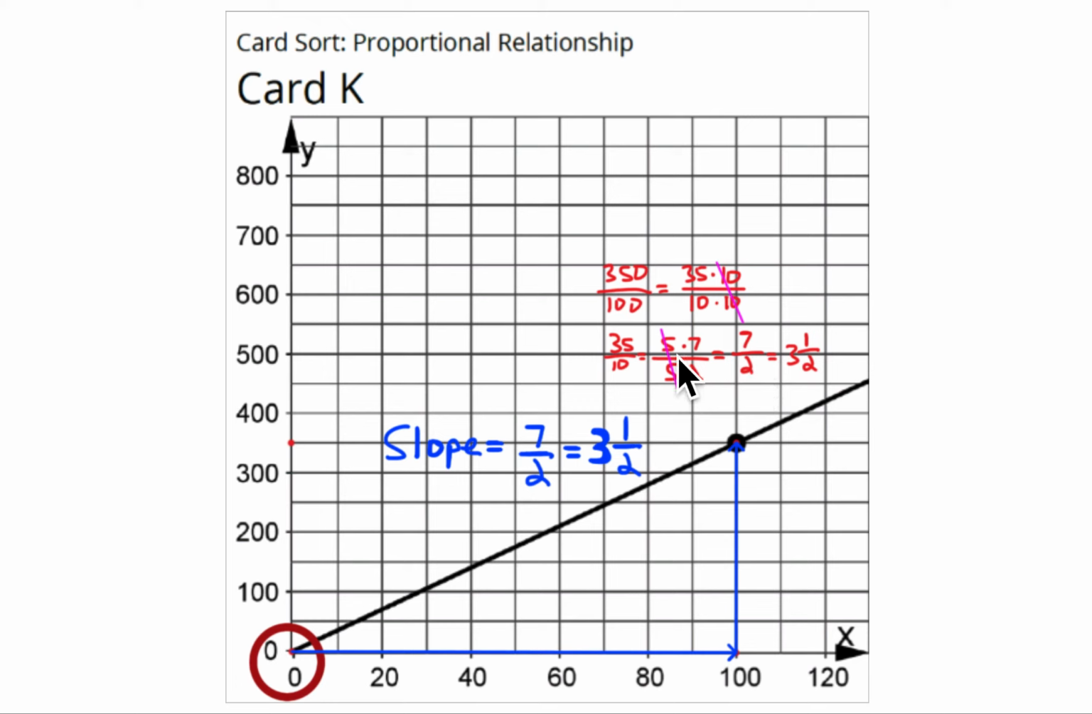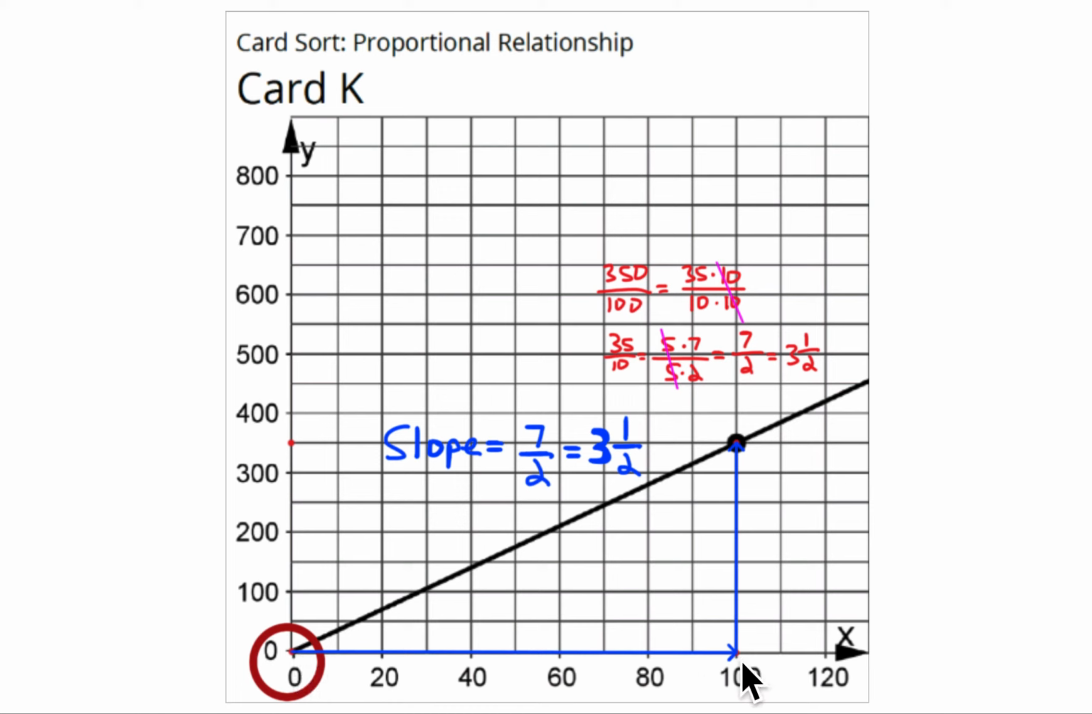7/2. 7 times 5 is 35. 2 times 5 is 10. These 5s cancel out, they equal 1. So you're left with 7/2. So the number of units along the y-axis is 7/2 the number of units along the x-axis.